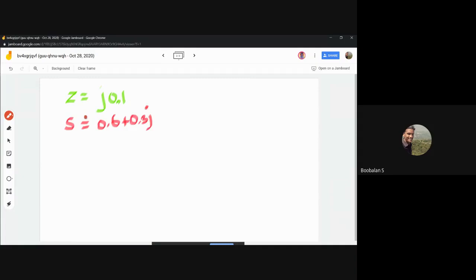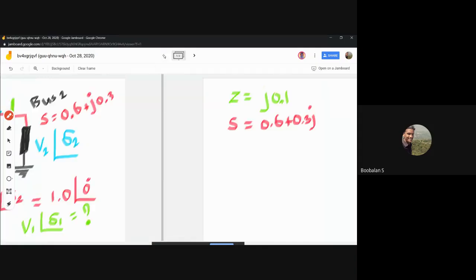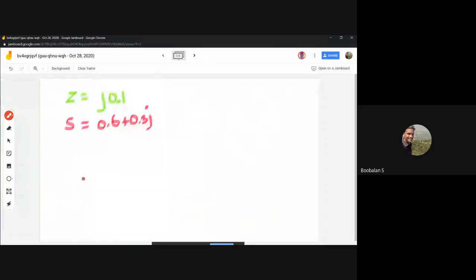These are the values they have given, as well as V2. V2 and delta 2 are given. So what is the value for V2 at angle delta 2? They just gave 1.0 magnitude at 0 degrees.